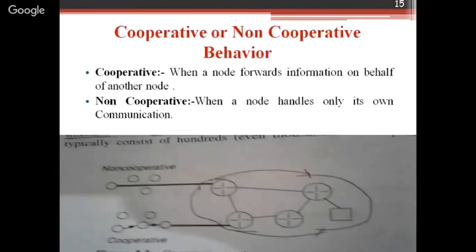Okay, this is another one: cooperative and non-cooperative behavior. In the cooperative behavior, as the name suggests, a node transmits information on behalf of another node, which means the nodes are cooperative in nature. Nodes are transmitting the data in a multi-hop fashion, one node transmitting the data to another node. That is the cooperative behavior of the nodes. And in the non-cooperative behavior, a node handles only its own communication, directly sending data to the base station or a sink. They do not have the multi-hop fashion there.